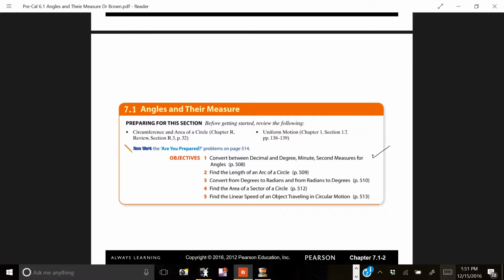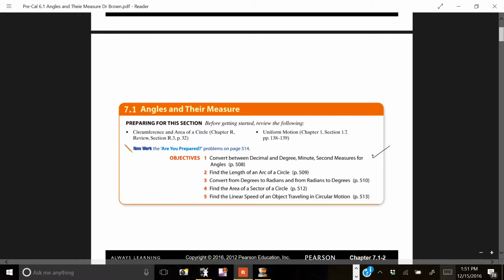You generally think of angles measured in degrees, but then we're going to talk about minutes, which is 1/60th of a degree, and seconds, which is 1/60th of a minute.